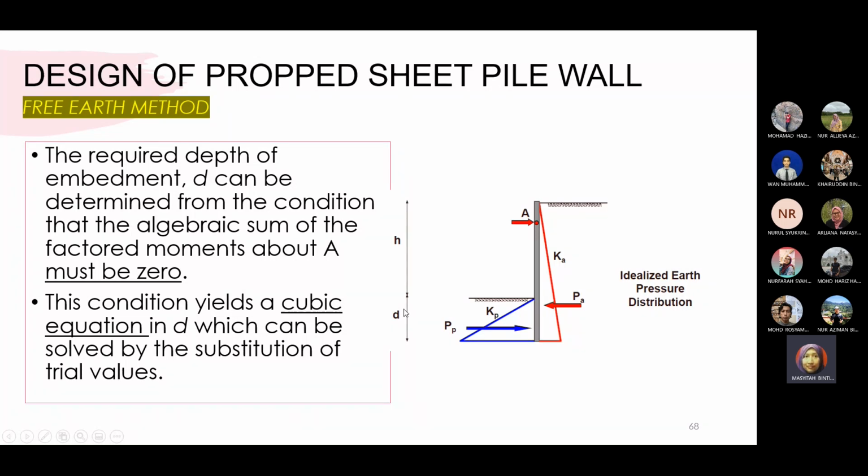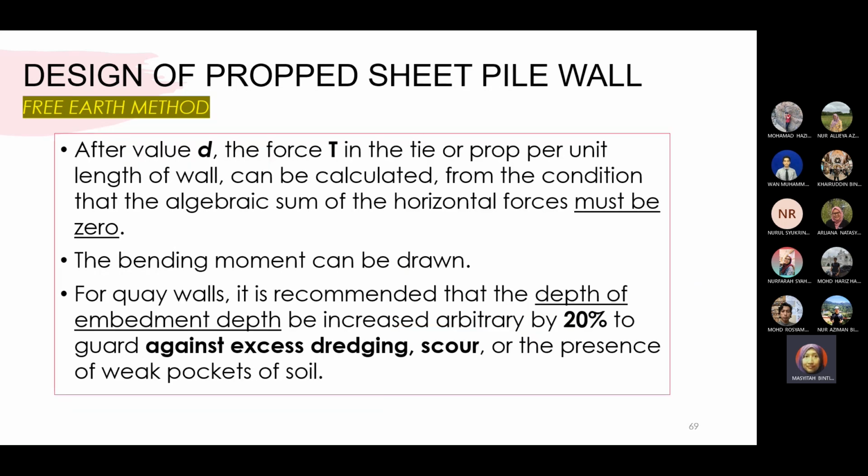And then H ni most of the time kita boleh ada daripada soalan. Tapi because of the conditions for the anchor or prop sheet pile wall is now related to the cubic equation, so it's not easy, it's not like a linear equation. So dia kena try and error lah untuk dapatkan nilai D sehingga yang mana you set awak punya equation tu sama dengan kosong.